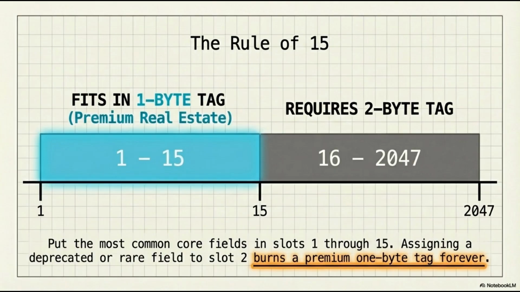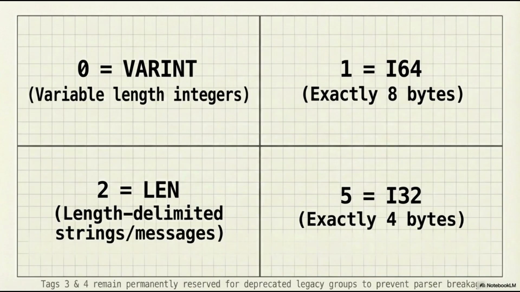Sending 64 bits of mostly zeros is a tragic waste of network capacity. Which brings us to the wire types, those tiny codes stamped into the bottom 3 bits of the tag we just talked about. Yeah, there are only 4 active wire types you will see in practice today. Okay, wire type 0 is Varint. Wire type 1 is exactly 8 bytes, used for fixed 64-bit types. Wire type 2 is length-delimited, and wire type 5 is exactly 4 bytes, for fixed 32-bit types.